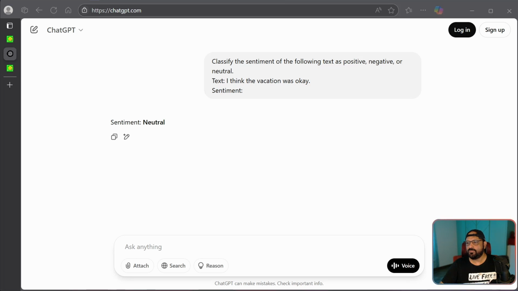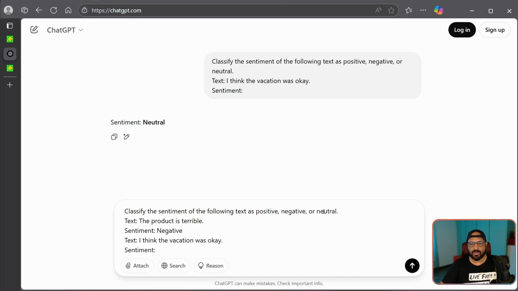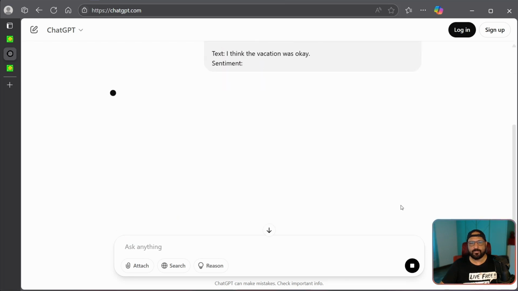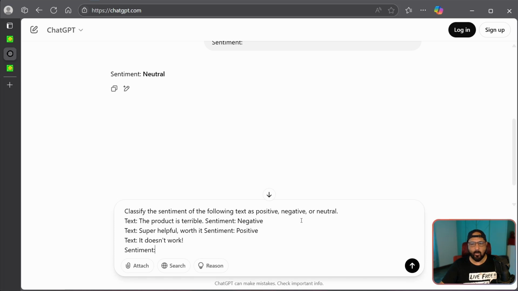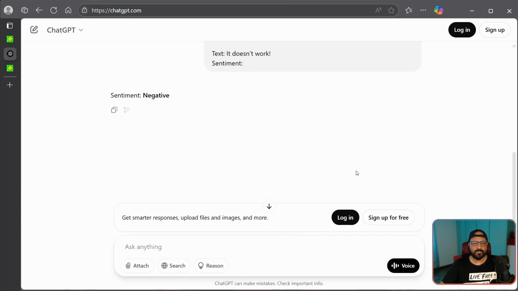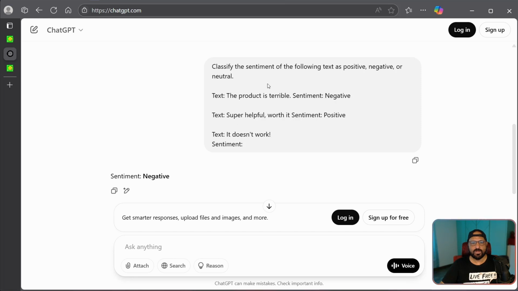Okay. Now similarly, if we go and make it one shot. So same context I have given, but I have provided an example here. The product is terrible and it is negative. So this is my question text: I think the vacation was okay, and what should be the output? So okay means it is deriving that it is neutral. I provided one example. I can provide many examples, so that will be the multi-shot prompting. So here is one example negative, another example positive, and then this is my final query. So it came up with negative, which is correct.